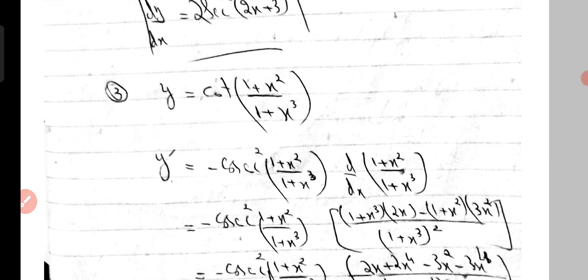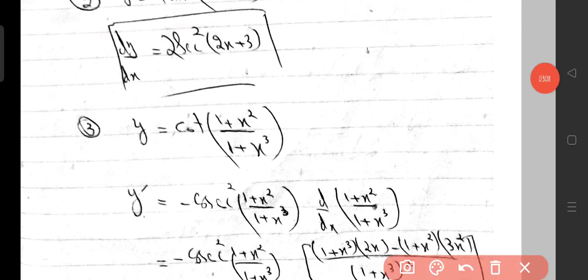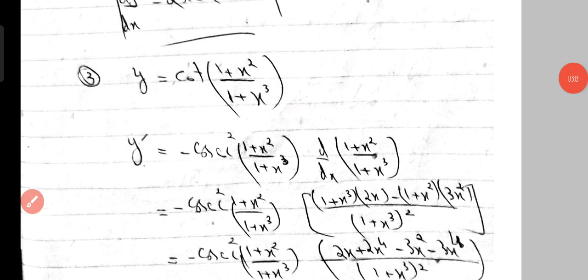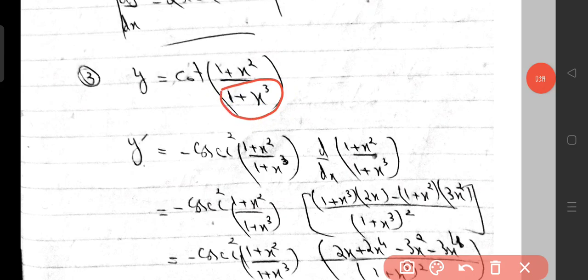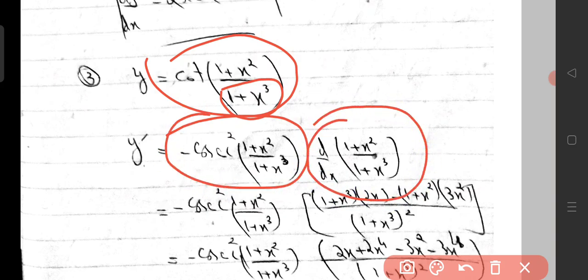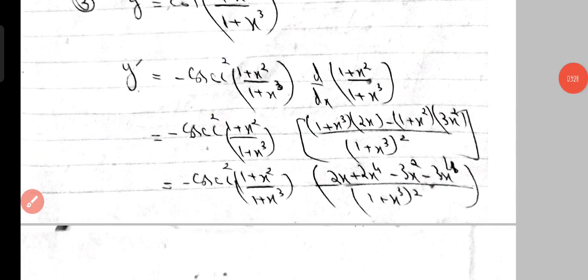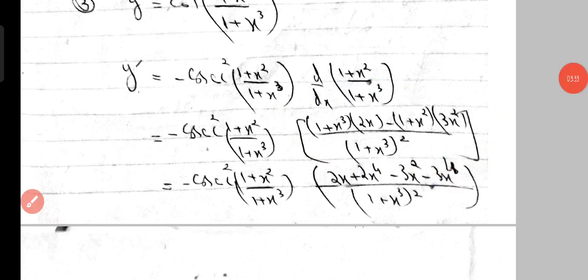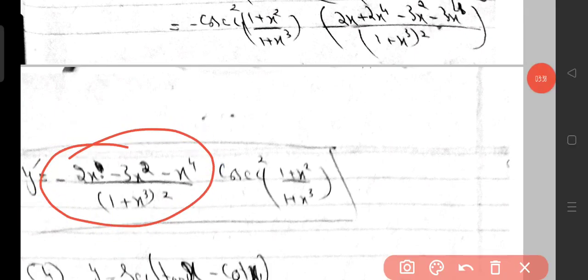For decreasing our steps. So now y is equal to cot of (1 plus x square) divided by (1 plus x cube). So the derivative of this thing is minus cosec square of this box, and now we want to find the derivative of this thing. If you find this derivative, you must apply the division formula, which is u upon v. So apply it and get the result, which is like that.